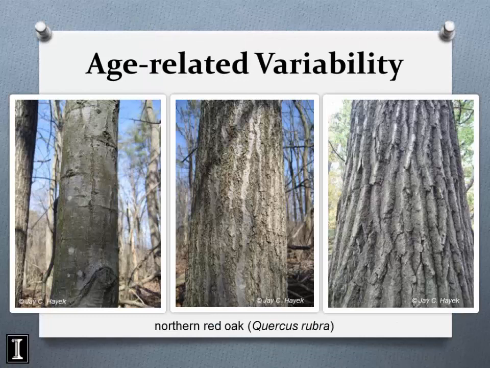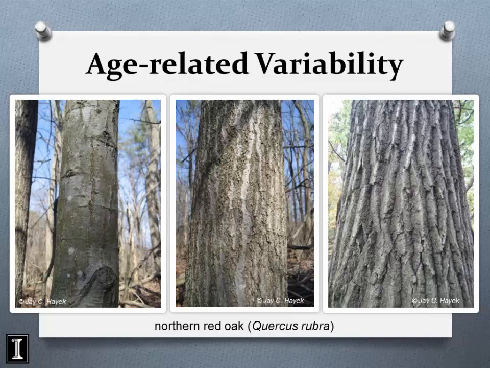All right, I really like this slide. It shows you the age-related variability in bark texture, and a lot of trees display this. On young juvenile trees, the bark looks one way. Middle-aged trees, a little different. And this is the mature tree. These are all northern red oak trees, okay?